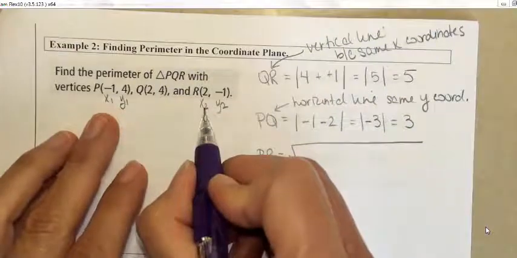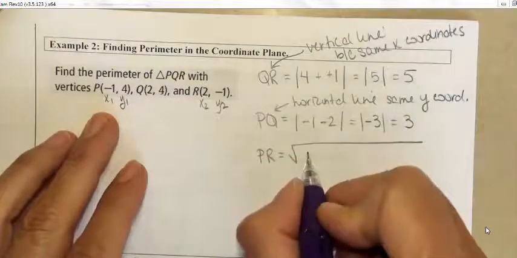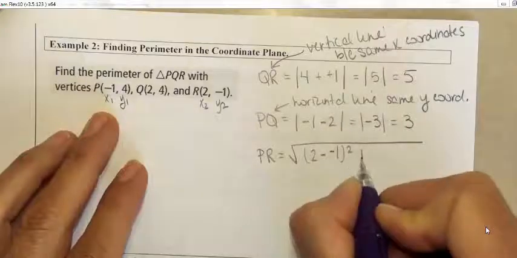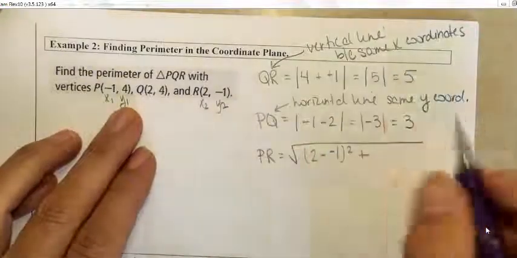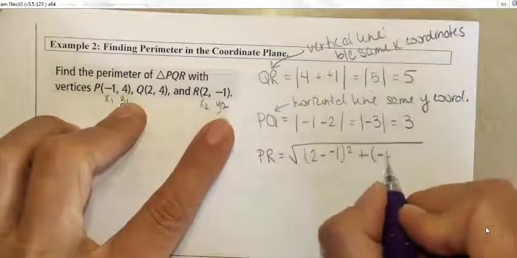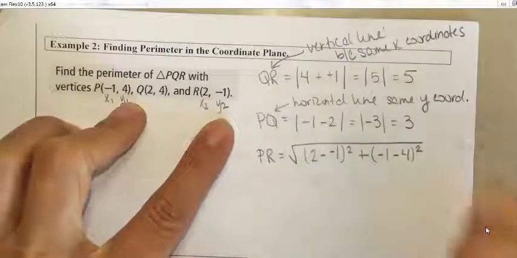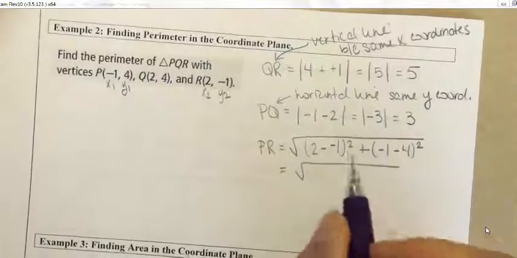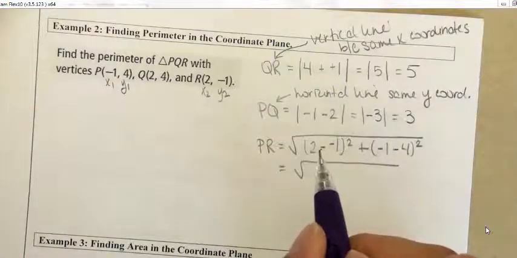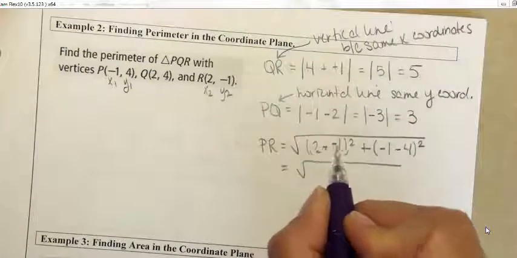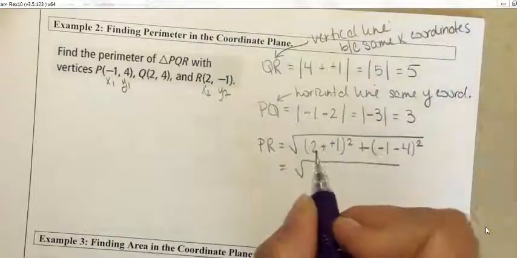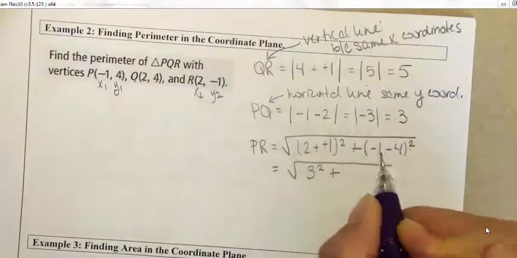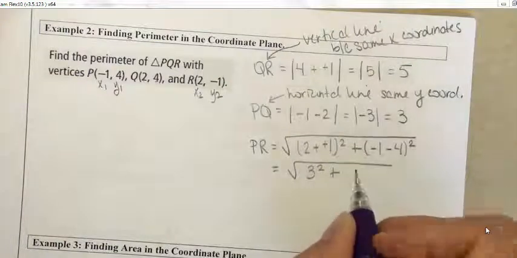So change in the x's, so I can go 2 minus negative 1 and square that. Change in the y's, I'll do negative 1 minus 4 and square that. Okay, so that's going to give me 2 minus a negative, well, that's going to be plus, right? So 2 plus 1 is 3 squared. Negative 1 minus 4 is negative 5 squared.